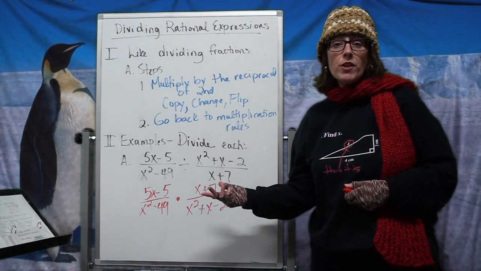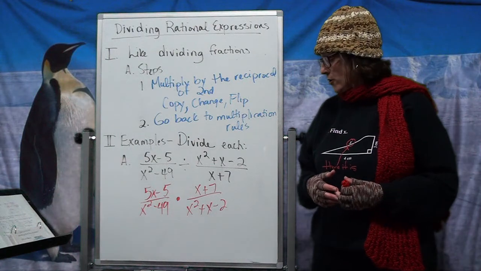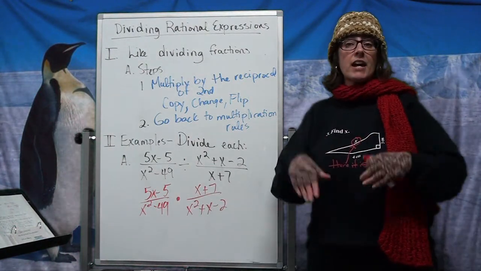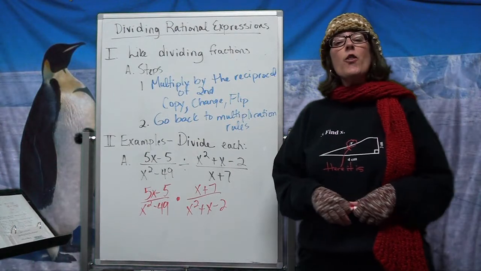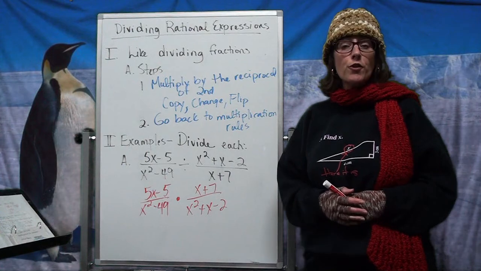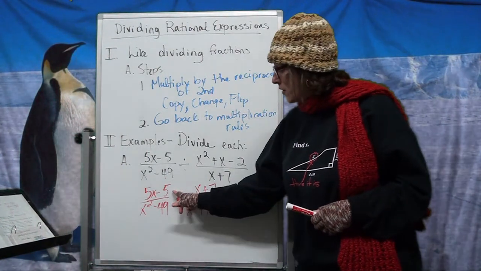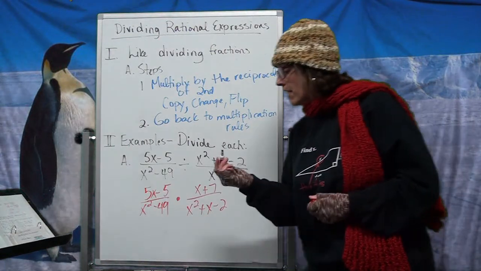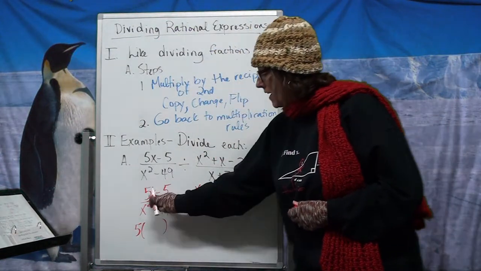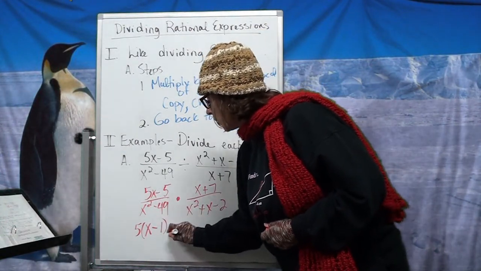But recall, the only thing that will cancel is factors. Factors are things that are multiplied together. So I need to factor the numerator and denominator, and then I can go canceling. So recall that when you factor, the first thing that you do, you always look first to see if there's something common that you can divide out before you do anything else. There is something common here. I can divide a 5 out of each one of those. So I'm going to divide that 5 out, and when I divide it out of here, I'm left with an x. When I divide it out of here, I'm left with a -1.